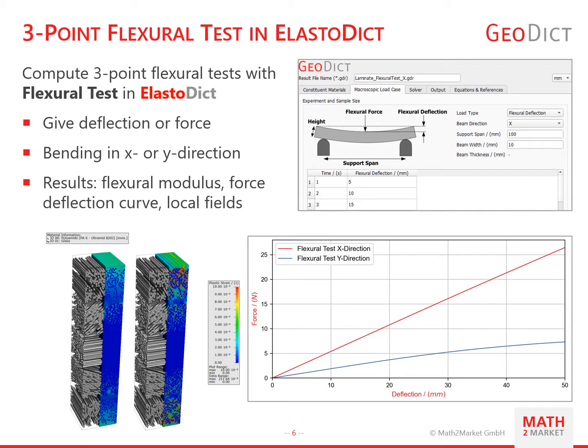On this slide, the flexural test simulation is performed on a laminate structure where the bending in x and y direction is compared. The flexural modulus of the example structure is much higher in x direction because the top and bottom sheet layers are oriented in this direction. The color field shows the amount of plastic deformation in the matrix material for both directions.